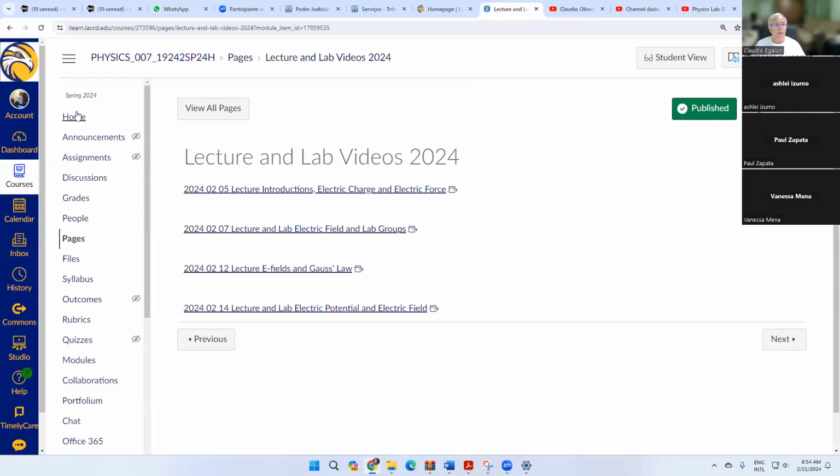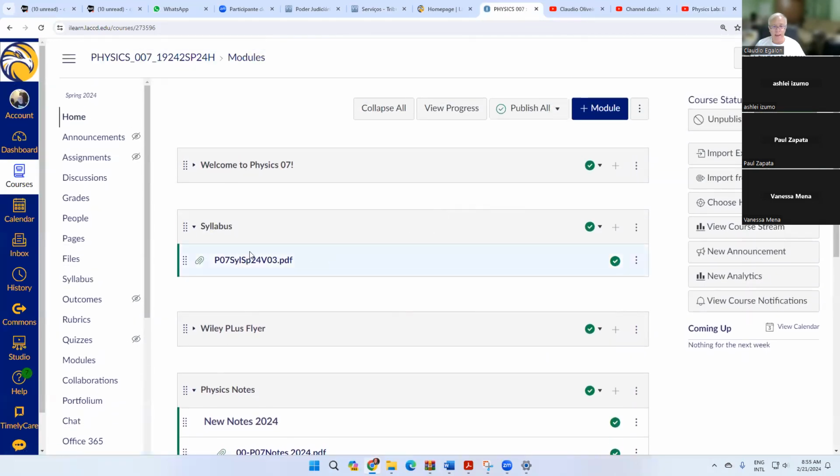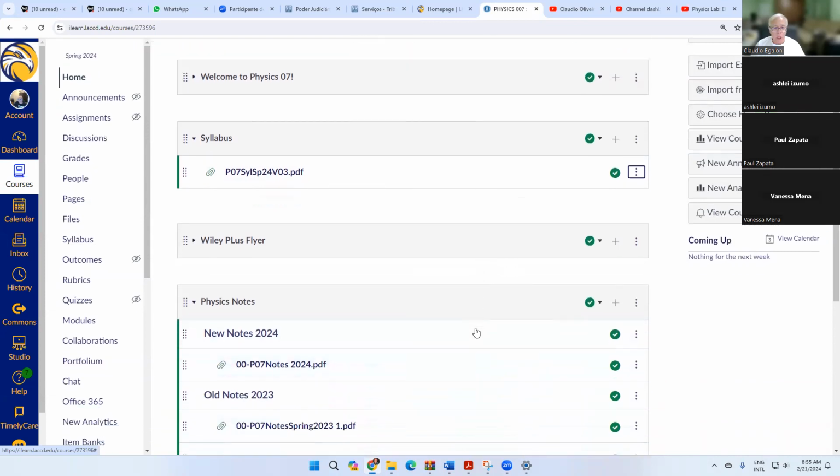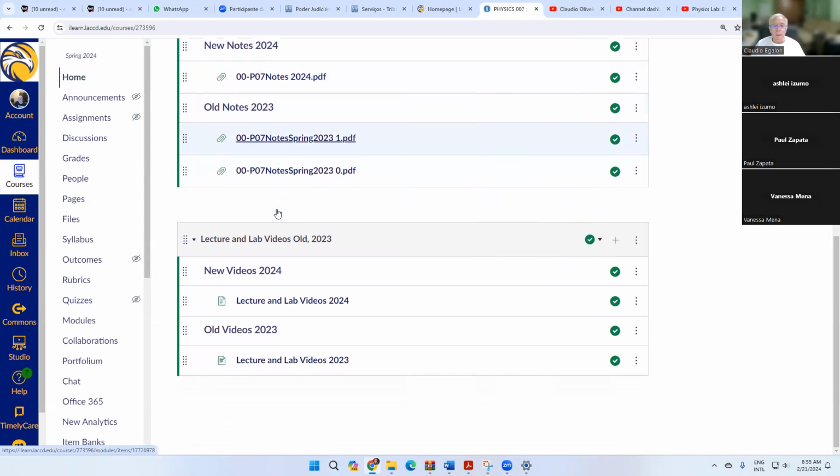Okay, right in here, the Canvas page. I just want to show you what we have. I have the version number 3 syllabus. I have to make some minor adjustments to the syllabus, and for the schedule. And don't forget, I have the notes for 2024. Here are the notes for 2023. We have the new videos for 2024 and the old videos for 2023. Don't forget, those are the old versions for 2023.